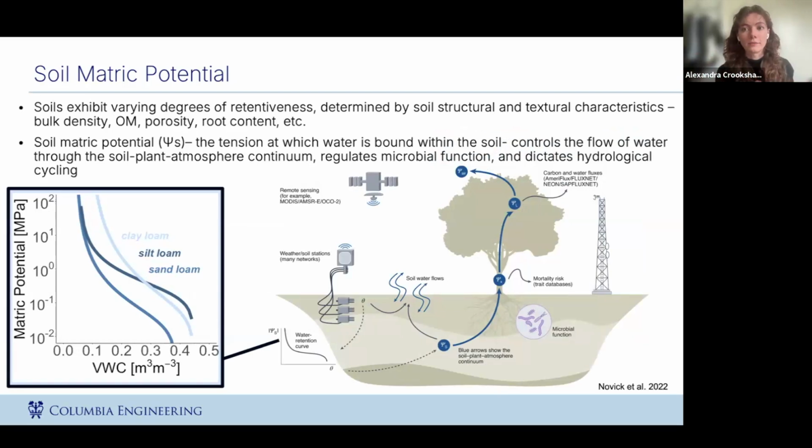Soils hang on to their water. And different soils hang on to that water differently, and that's determined by soil structural and textural characteristics such as bulk density, organic matter, porosity, percent sand silt clay. All of it goes into this relationship that we refer to as the soil water retention curve. And that is that site-specific relationship between volumetric water content and matrix potential. Soil matrix potential refers to that tension at which water is bound within the soil.